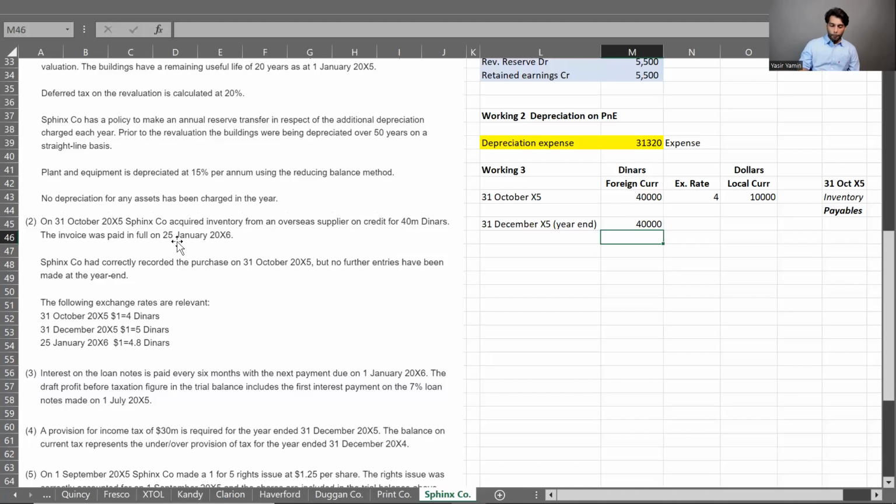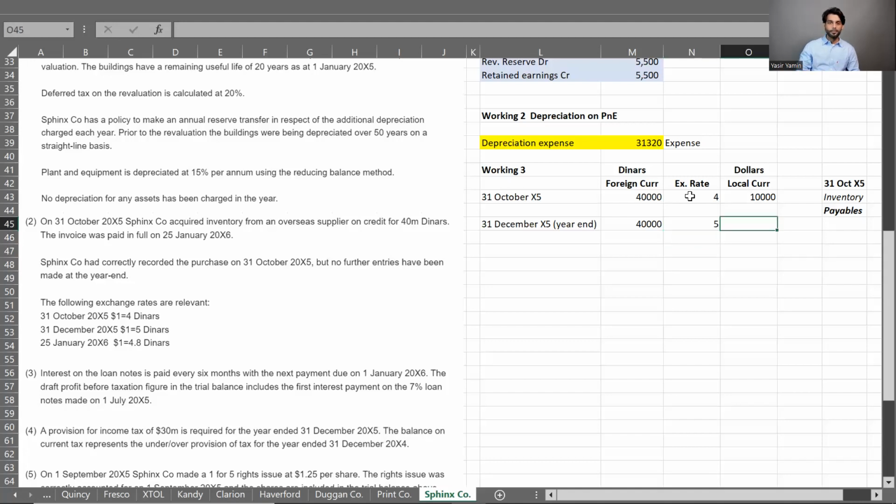You just see, by the year end, the exchange rate has gone to $1 is equal to 5 dinars. Everybody knows that exchange rates do not remain constant. So when we took on this liability, the exchange rate was 4 and now it is 5. And again, do we multiply or divide? Ahmed, do we multiply or divide?